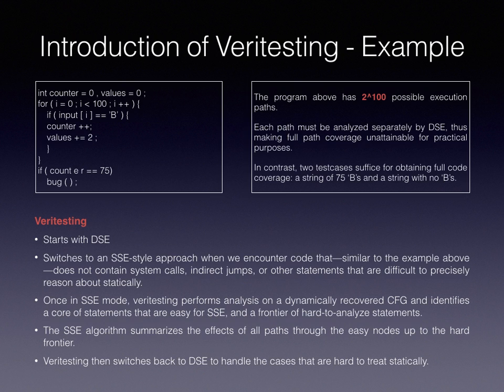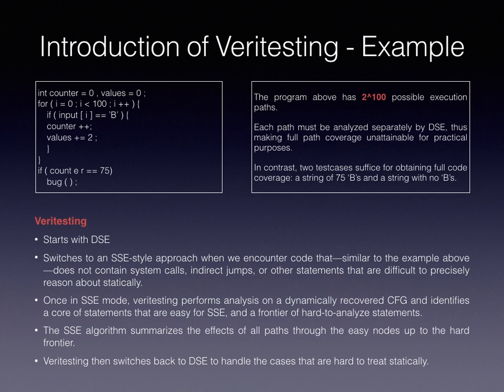Here is an example of using veritesting. The code on the left side counts the occurrences of the character B in an input string. The program on the left side has 2 to the power of 100 possible execution paths.